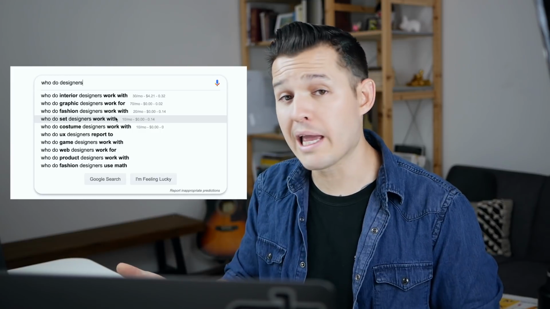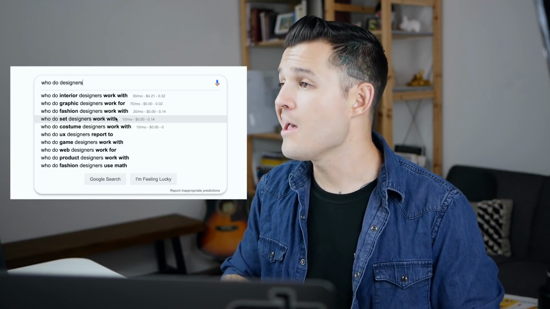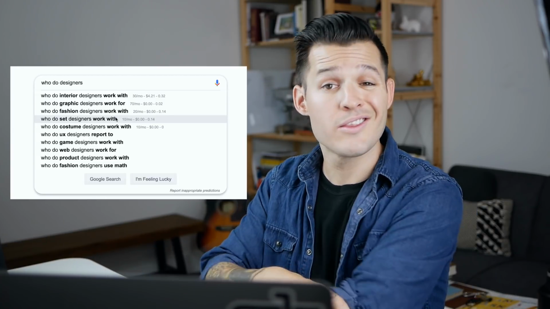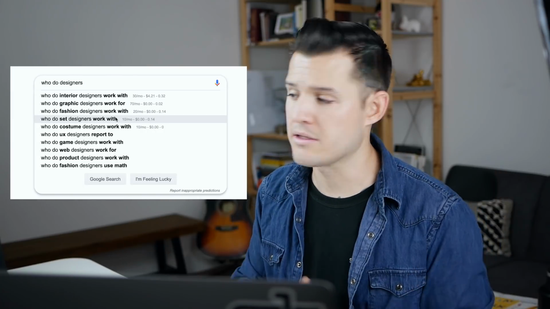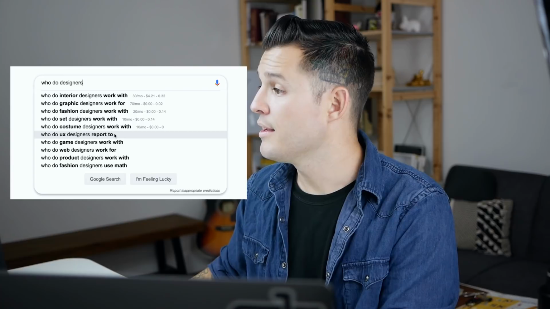You can work freelance. You can work for a creative agency or marketing agencies. There's lots of different places or positions that you can work in this one industry of design. So yeah, that's who designers work for. They work for people who need design.